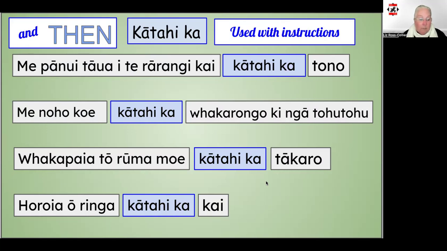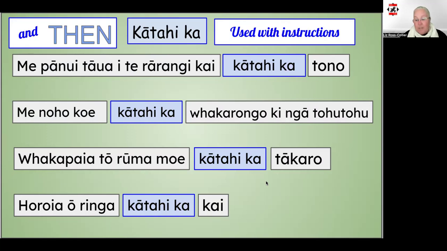Me pānui tāua i te rarangi kai Kātahi Ka tono. Me noho koe Kātahi Ka whakarongo ki ngā tohu. In the second examples, I've used it with an instruction to say do this and then do that, using the whakahāngū type of affirmative instruction. Whakapaia tō rūma moe Kātahi Ka tākaro. And the last one, horoia ō ringa Kātahi Ka kai.